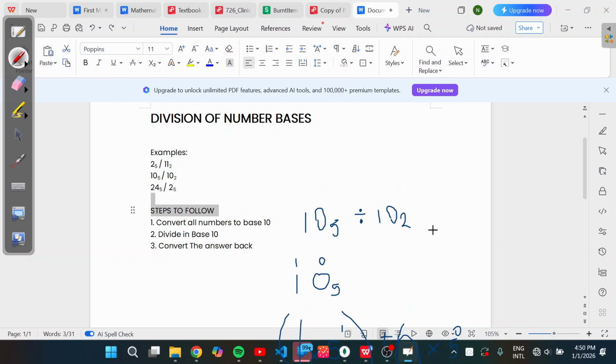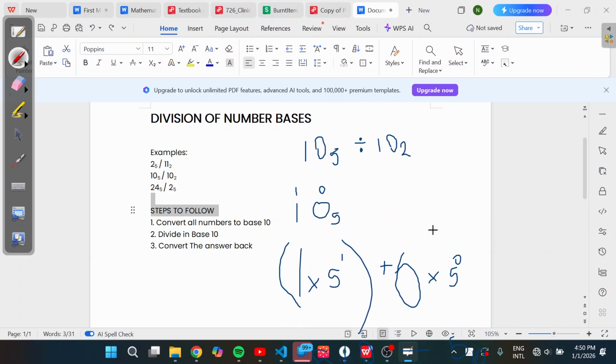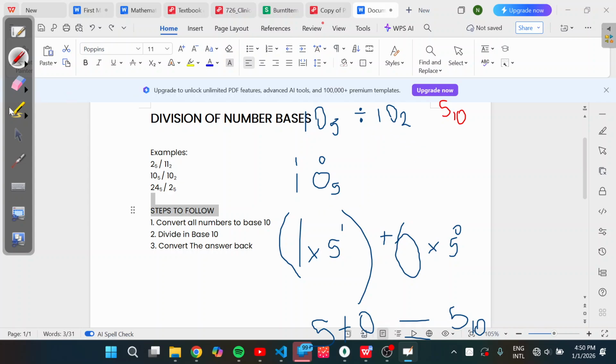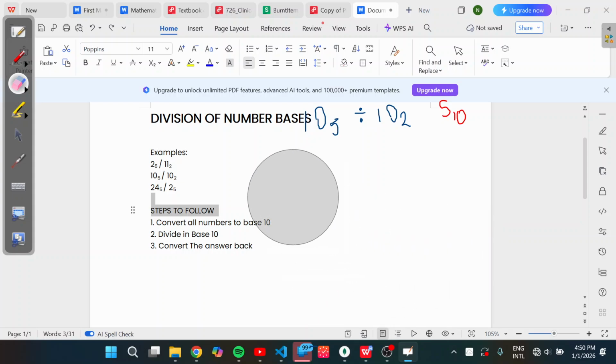So let's write that somewhere. Okay, let's use another color. Just say 5 base 10. And let's take a look at the next one, which is 10 base 2. 10 base 2. So write the positions up and then do the same thing again.